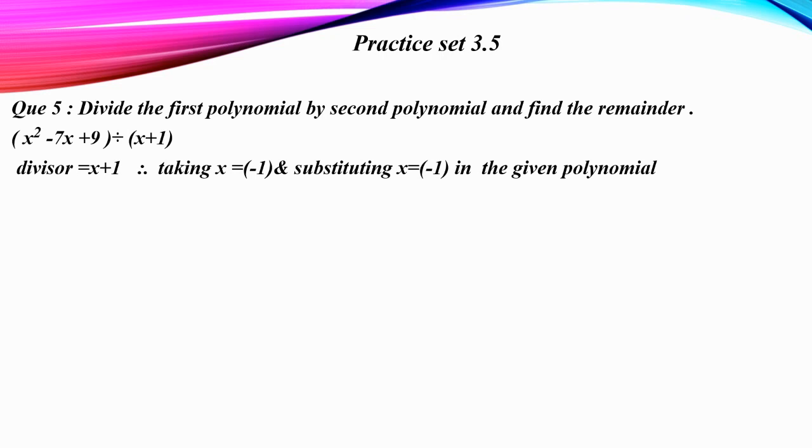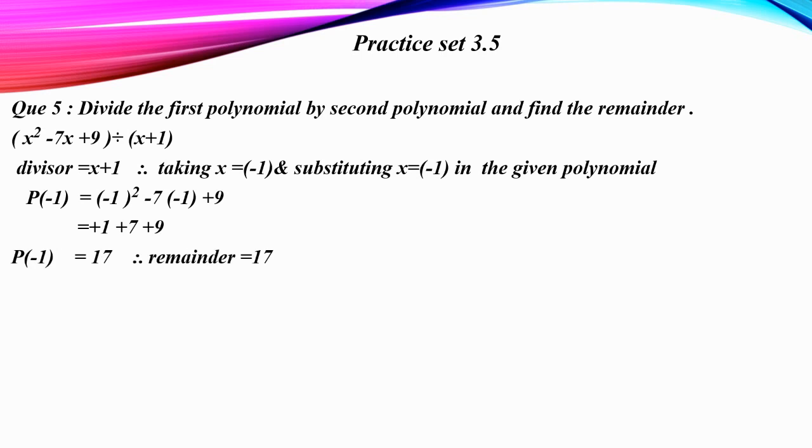Therefore, we will take the opposite of plus 1, that is minus 1, and substitute in the given polynomial. Therefore, p(minus 1) is equal to minus 1 raised to power 2 minus 7 multiplied by minus 1 plus 9. Here we get p(minus 1) is equal to plus 1 plus 7 plus 9, and therefore p(minus 1) is equal to 17, which is the remainder of the division where x square minus 7x plus 9 is divided by x plus 1.